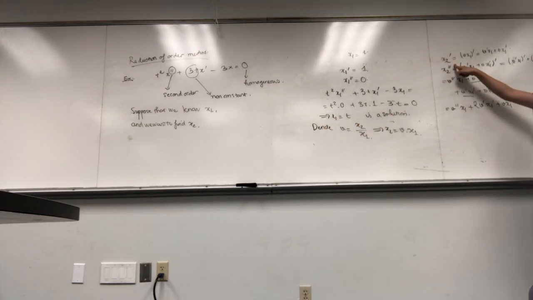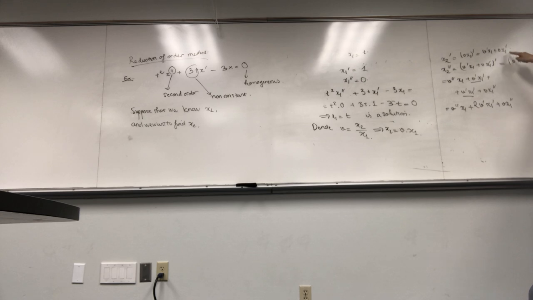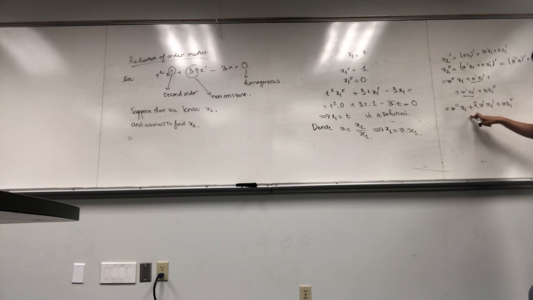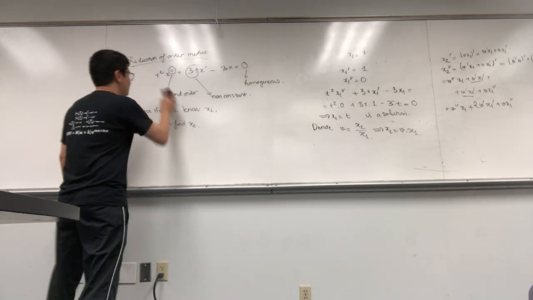So I'm going to compute the derivative. x2 prime will be v x1 prime, and this is v prime x1 plus v x1 prime. x2 second will be v prime x1 prime plus v x1 prime prime. The derivative of this guy is v prime x1, and this is v prime x1 prime. And this is v x1 prime prime, so this is v prime x1 prime and this is v x1 second. This is the product rule. Clear? Questions? So I group these terms and I get v second x1 plus 2 times v prime x1 prime plus v x1 second.